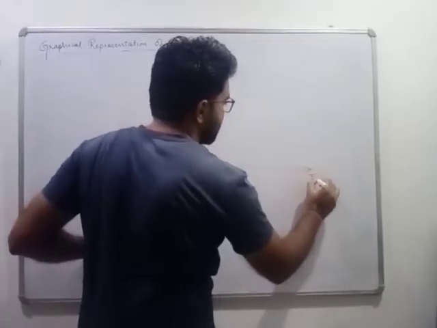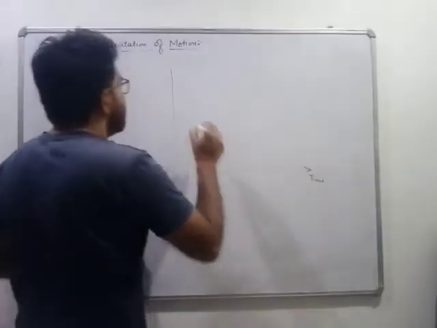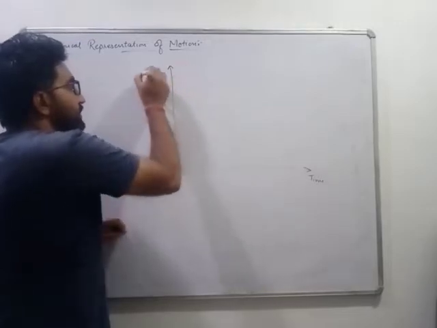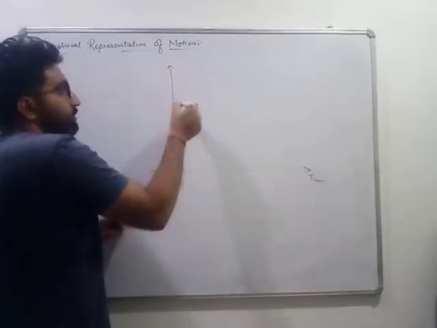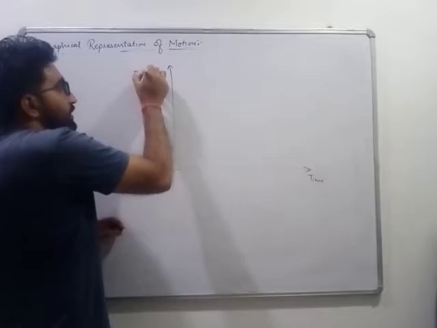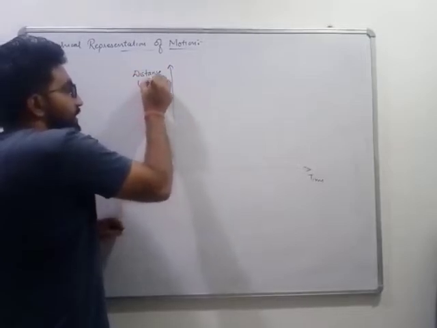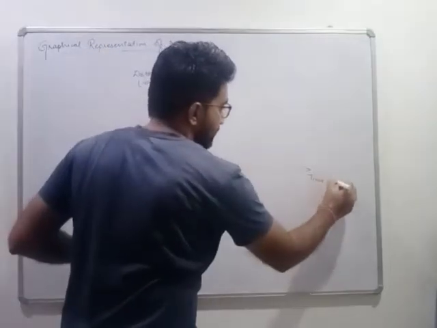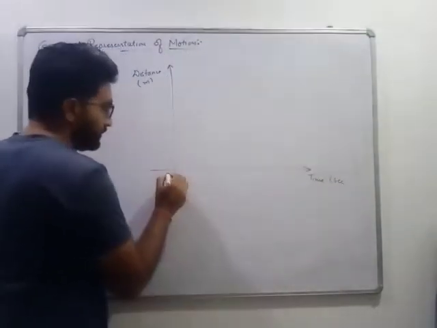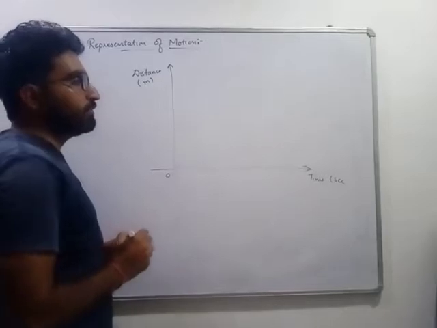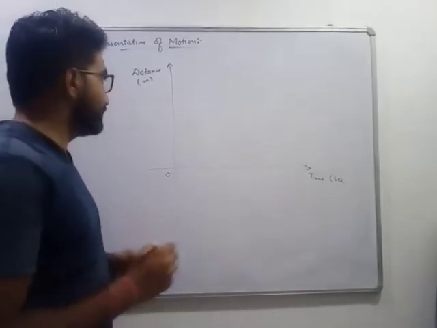This is our x-axis and here we will write the time, and this is our y-axis, and along the y-axis we will take the distance. Distance is taken in meters and the time is taken in seconds. Okay, this is our origin. Suppose we are observing a body.